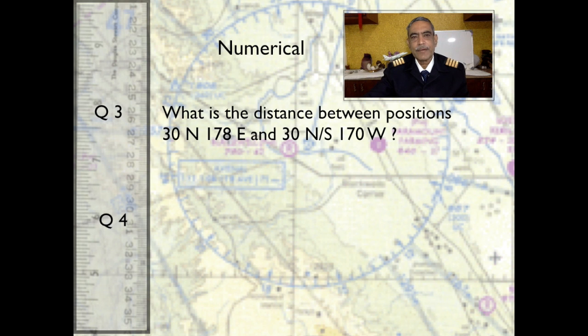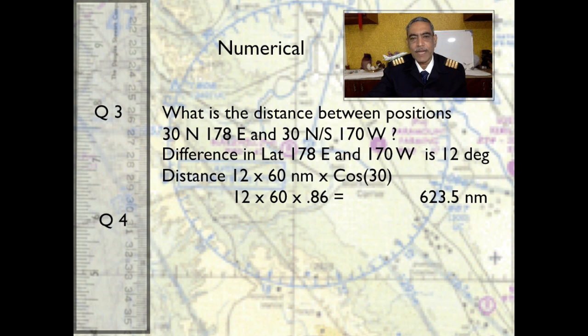Two more numericals to clarify some more concepts. The third one is at 30 degrees north latitude. What is the distance between the positions 178 east and 170 west? If you notice, this crosses the International Date Line, and to that extent it's going to be slightly different. The difference in longitude between 178 east and 170 west is 12 degrees: 2 degrees on the easterly side and 10 degrees on the westerly side. So 12 into 60 into cos 30, which is 0.86, works out to 623.5 nautical miles.